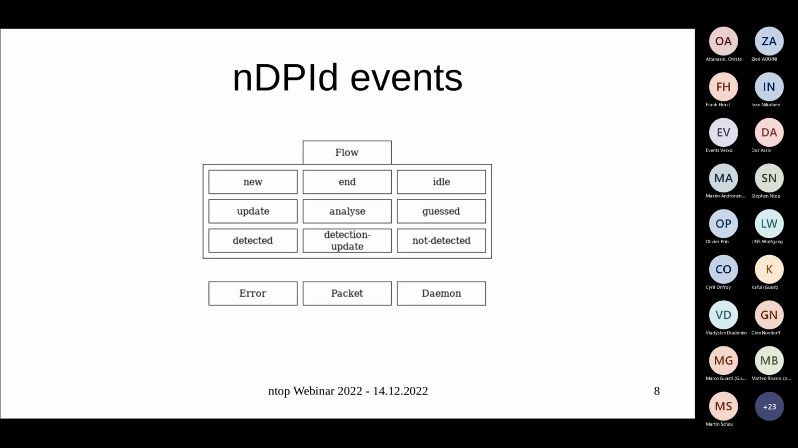So now we are coming to some of the events. The daemon generates several different events that user applications can process according to their purpose. In this image, you can see 4 main categories of different events: flow, error, packet, or daemon events. Every category is divided into at least 2 subcategories describing the exact event. For the sake of simplicity, only the flow events are shown in this image.